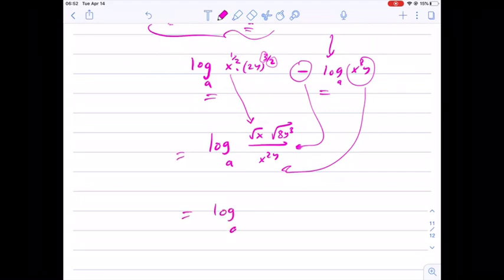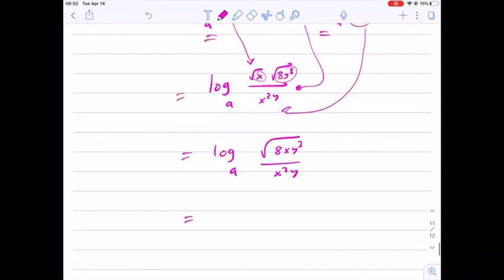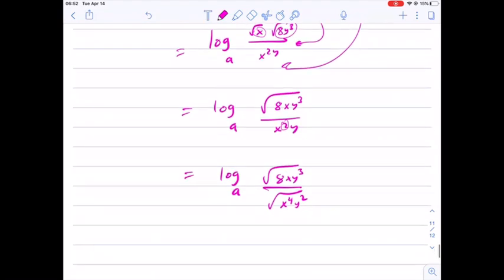Can we simplify more? Yes, we can simplify more. We can write this as log base a of what? Now we have a square root in the numerator, so this is x times 8y cubed, it's 8xy cubed over x squared y. Can we simplify more? Yes. I have log base a. Since we don't have a square root for the denominator, we can apply a square root, but if we apply a square root, we need to multiply the powers by 2. So this becomes x to the power 4, and this becomes y squared.